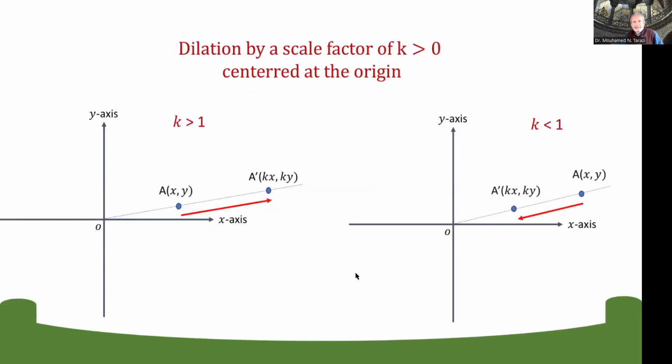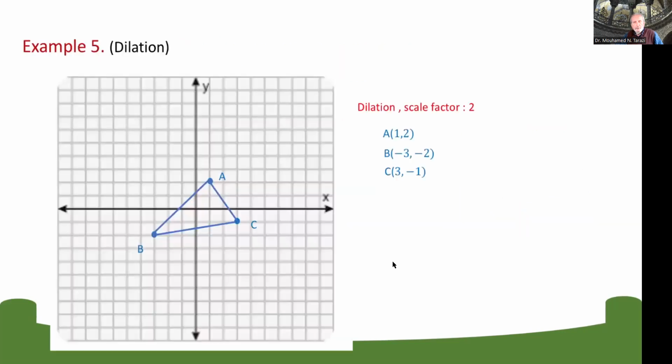Now, dilation by a scale factor of k greater than 0, centered at the origin. So if k is greater than 1, A(x, y) is going to go to A prime (kx, ky), going outward. When k is less than 1, this point is going to go inward. Let's see how that works with this example.